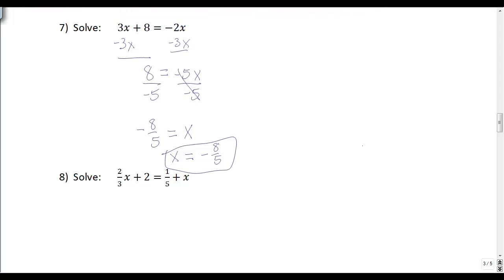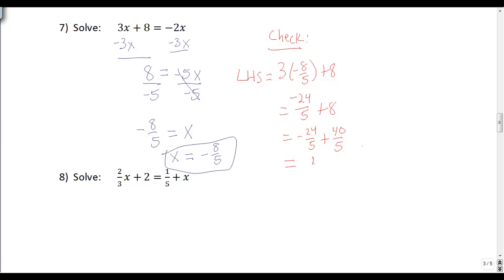Now, the check here gets a little bit trickier. I mean, it will work out, but you get 3 times negative 8/5 plus 8 on the left. So this is the left-hand side. So that's negative 24/5 plus 8. Common denominator would be 5. Negative 24/5 plus 5 times 8 is 40/5. 40 minus 24 is 16/5.